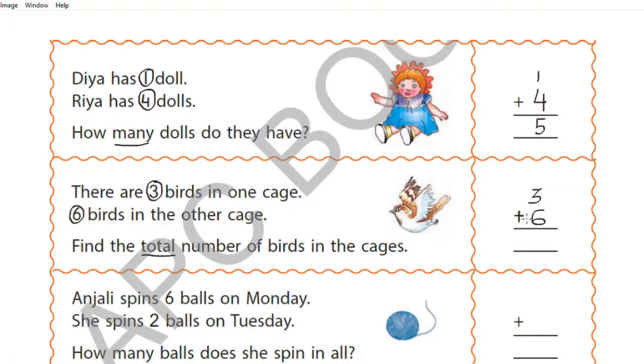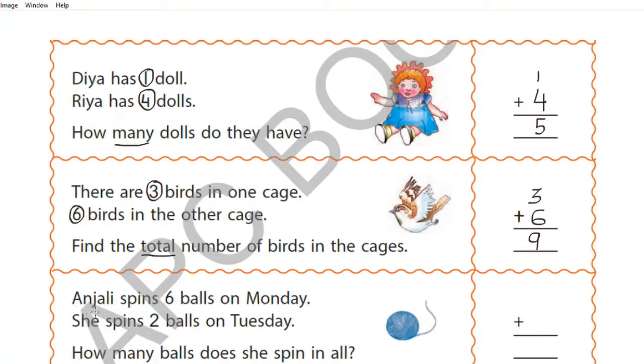Now is it clear to you? How will you write this word sum in vertical addition form? 3 plus 6 is equal to, can you do it by yourself? Let's do it together. Keep 6 in your brain and count 3 numbers on your fingers. So 6, 7, 8, 9. Your answer is 9. How many total birds were there? There were 9 birds in the cages. Now let's move to the next word problem.